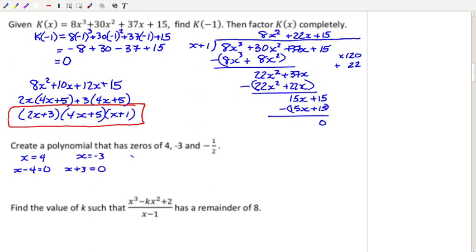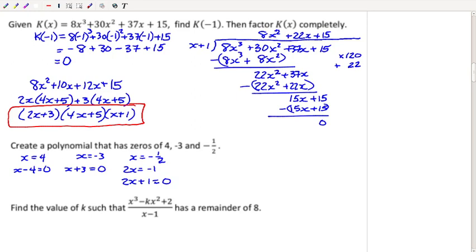And if I have x equals -1/2, multiply 2 to both sides, I've got 2x equals -1, and then move the 1 over. My last factor is going to be 2x plus 1 equal to 0. So I know that each of these are my zeros. That will give me each of my factors.